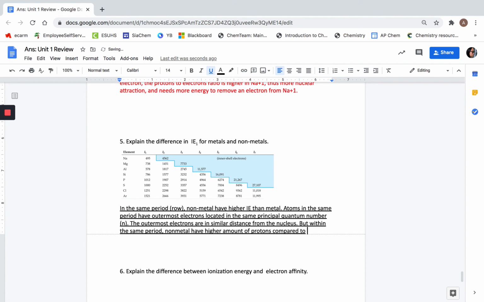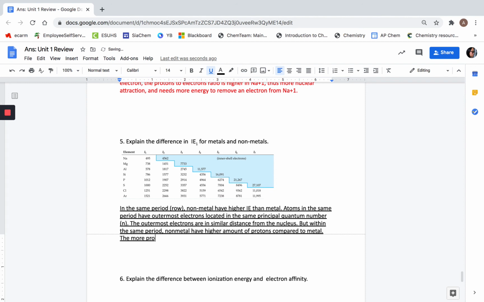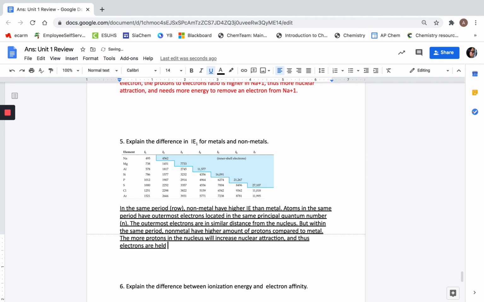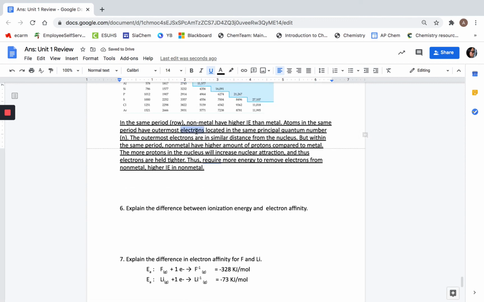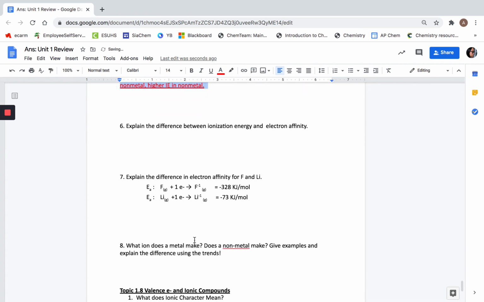electrons compared to metal. The more protons in the nucleus will increase nuclear attraction, and thus electrons are held tighter, thus require more energy to remove electron from non-metal, higher IE in non-metal. Okay.